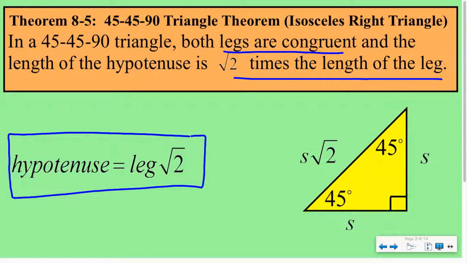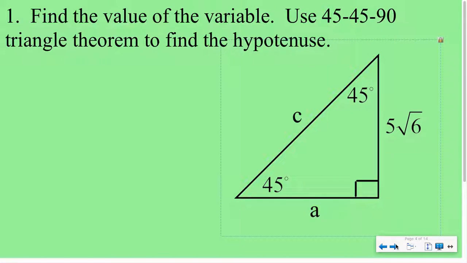Hypotenuse equals leg square root 2. And really all we're doing is taking the values that they give us, substituting them in either for leg or hypotenuse, and then solving for the unknown. So on our first example here, find the value of the variables. Use your 45, 45, 90 theorem to do so. Hypotenuse equals leg times the square root of 2. That's the rule you're using today. The more you write it down, the more you'll remember it. If I were you, I'd probably just write it down every time today, and then it'll get stuck in your head.